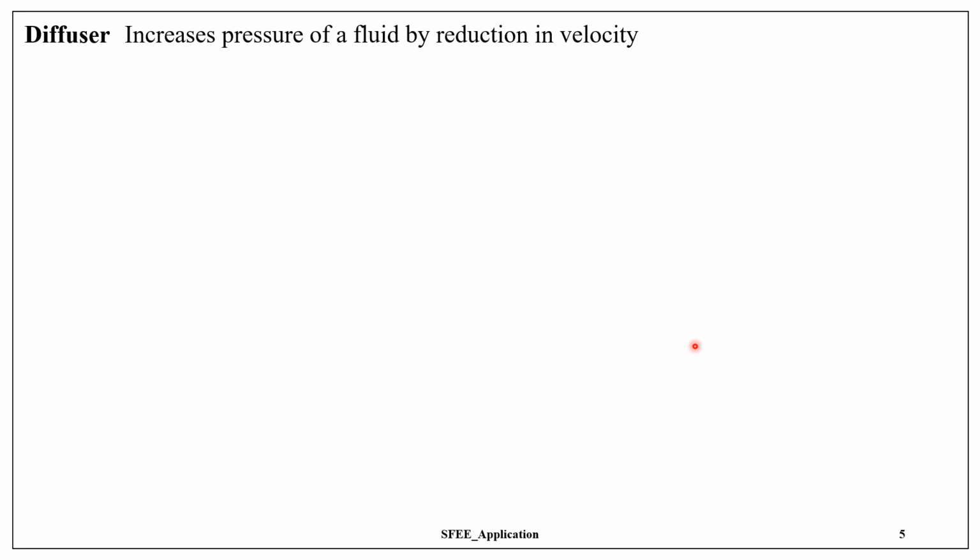So the next device we are going to learn is a diffuser, which increases the pressure of a fluid by reduction in velocity. It's just a reverse of a nozzle, where the nozzle increases the velocity by reduction in pressure, but here it increases the pressure by reduction in velocity. The schematic of a diffuser is shown here.